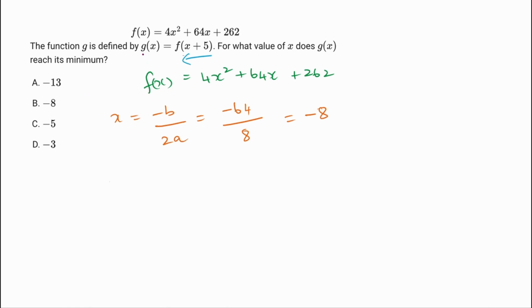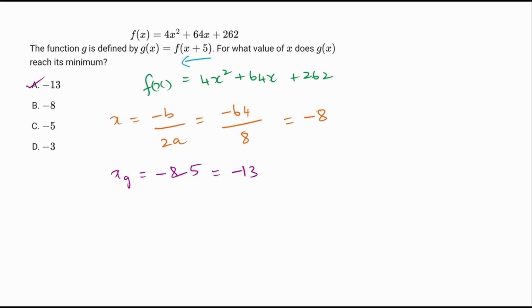Now we need to find the vertex of g of x by shifting the vertex of f of x by 5 units to the left. So we have the vertex of g of x, which is nothing but negative 8, and since we shift 5 units to the left, we have negative 8 minus 5, which is equal to negative 13. So this is where my g of x reaches its minimum. Therefore, option A is my correct answer. Let's move on to our next question.